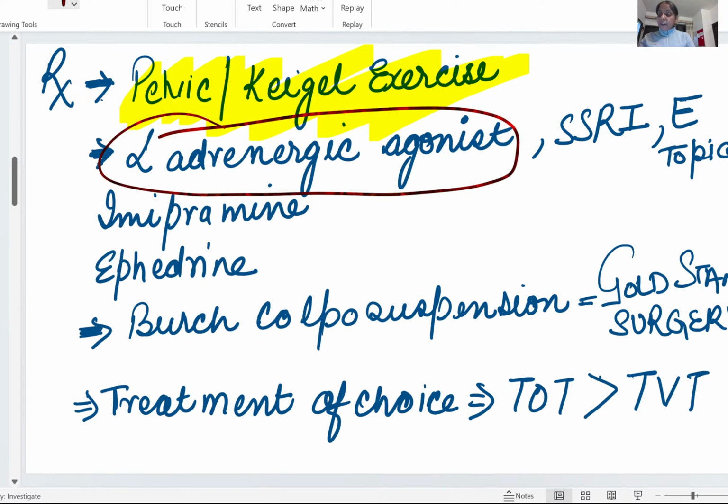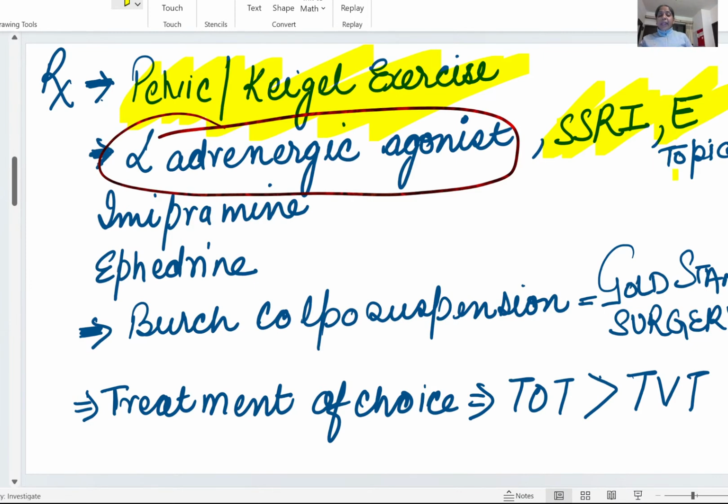What are the names of alpha adrenergic agonists? It is imipramine or ephedrine. Other than imipramine and ephedrine, we can give SSRIs, that is duloxetine, or estrogen.